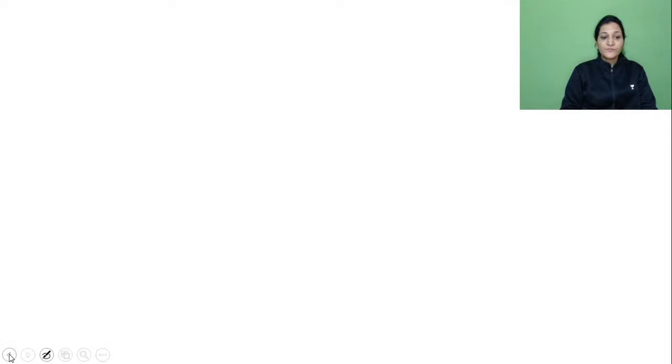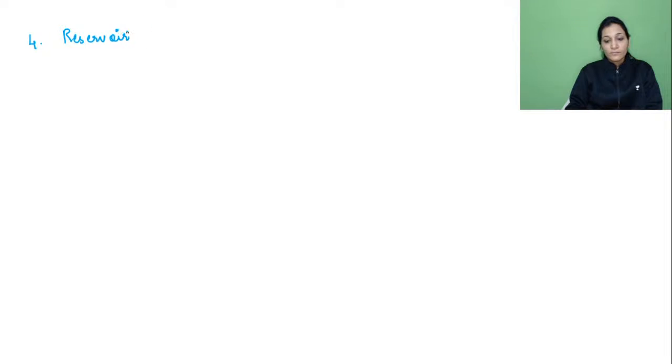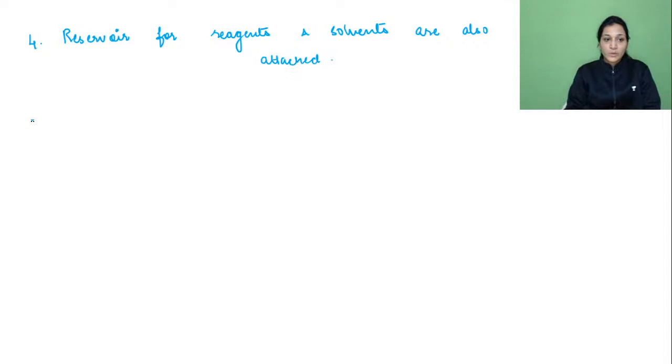Right, so we have seen till 4 steps. Those four of them are in the separate reservoirs. After that, let us talk about the beads. Beads provide support for the assembly of DNA molecules. So reservoirs for reagents and solvents are also attached along with it, right? All the reagents and everything will also be given.